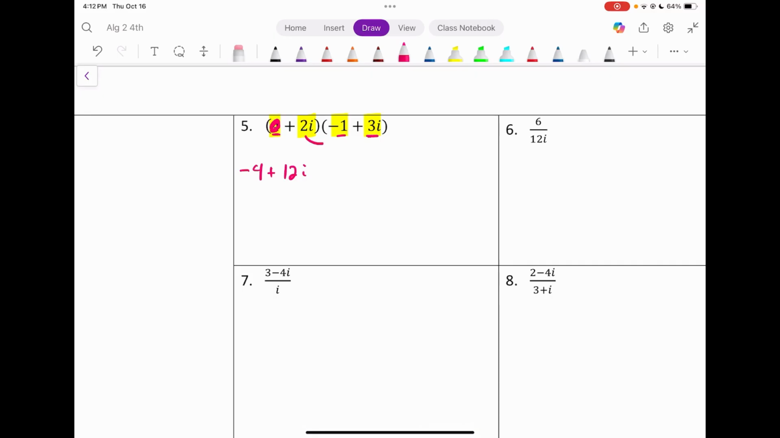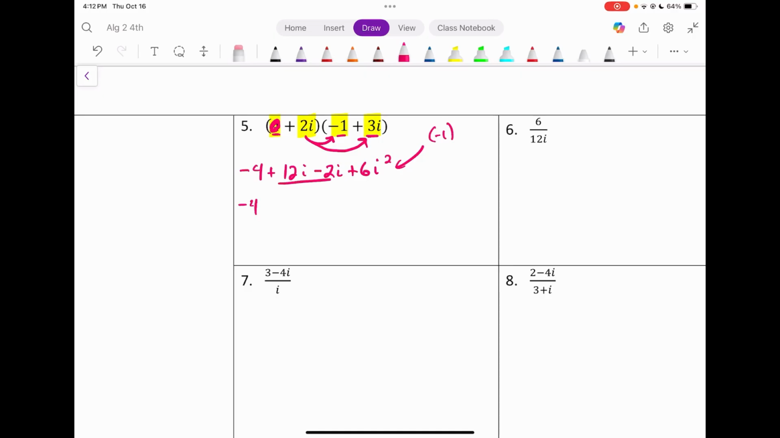Let's do the same thing with 2i. 2i times negative 1 is a negative. 2 times 1 is 2. Leave the i alone. And then 2i times 3i is a positive 6. 2 times 3. i times i must also be multiplied. And again, from what I told you a while ago, anytime you have i to the second, we replace it with negative 1. So you have negative 4.